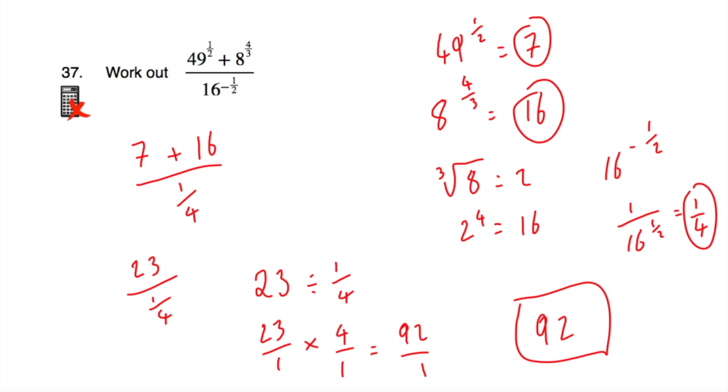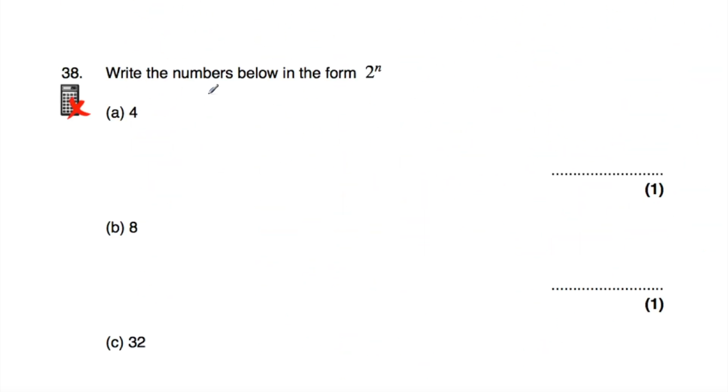Okay, let's look at our next question, question number 38. We've been asked to write the following numbers in the form of 2 to the power of n. So we want to write all of these as 2 to a certain power. So we've got a nice easy one to begin with, 4. Well, 4 is equal to 2 squared, because 2 squared is equal to 4. Okay, our next one, part B, is 8. Well, 2 cubed is equal to 8, so 2 cubed.